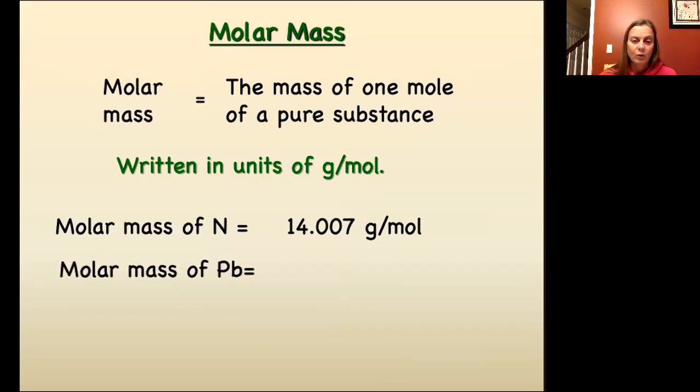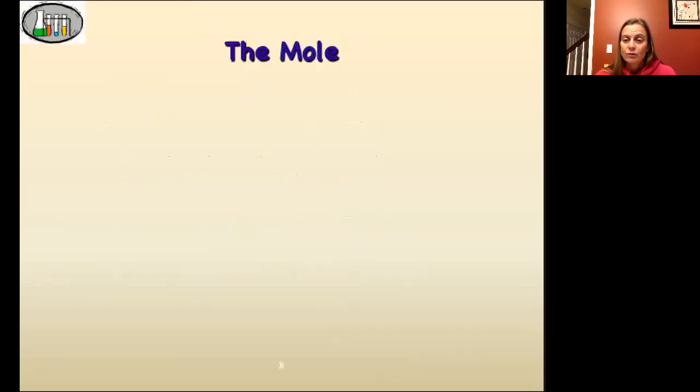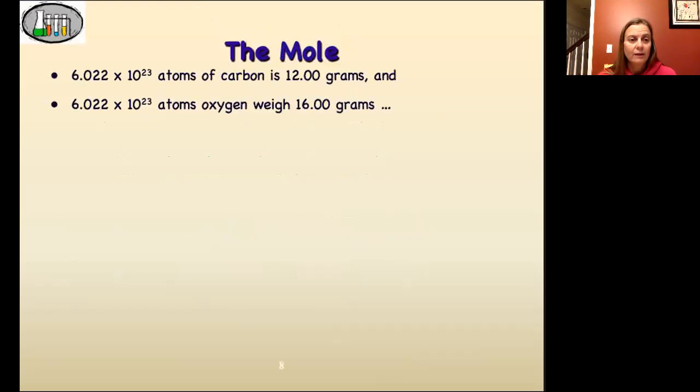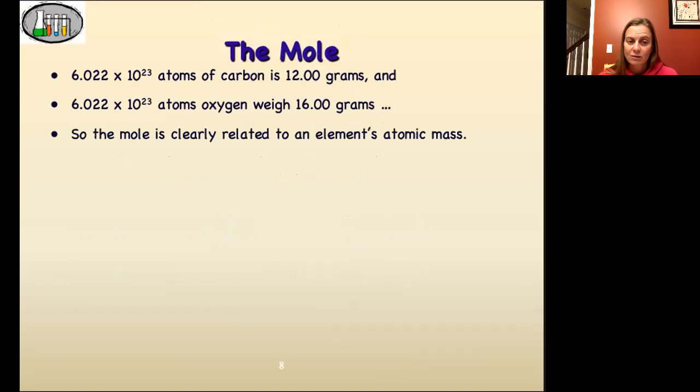In the same way, the molar mass of lead would be 207.2 grams per mole. And if we want to determine the molar mass of a compound, we simply have to add up the molar masses of the components of that compound. So the mole is just a useful conversion factor for us effectively. We know that 6.022 times 10 to the 23rd atoms of carbon weigh 12 grams. 6.022 times 10 to the 23rd atoms of oxygen weigh 16 grams.